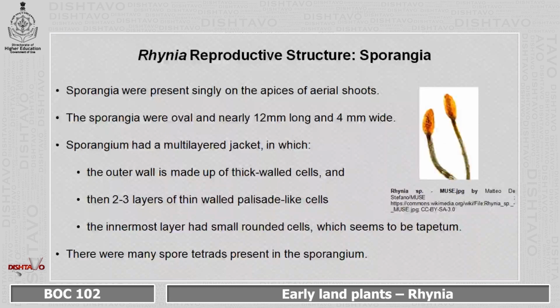The outer wall was made up of thick-walled cells. Then there were 2 to 3 layers of thin-walled palisade-like rectangular cells. And then the innermost layer had small rounded cells which seemed to be the tapetum. There were many spore tetrads present in this sporangia.